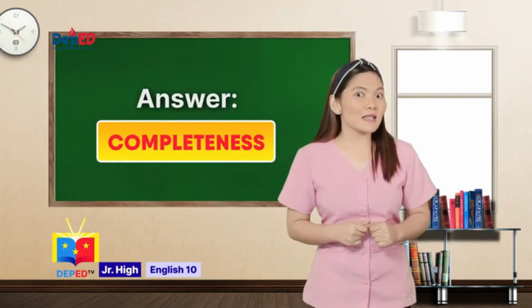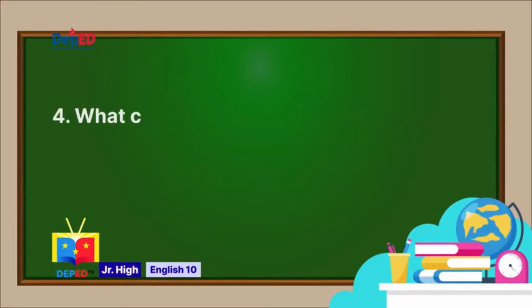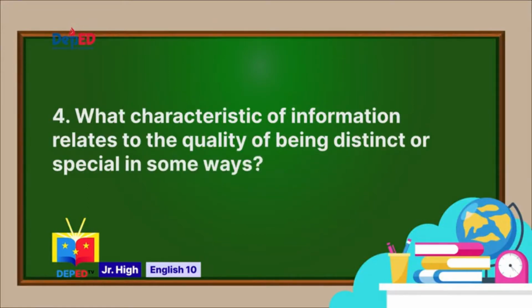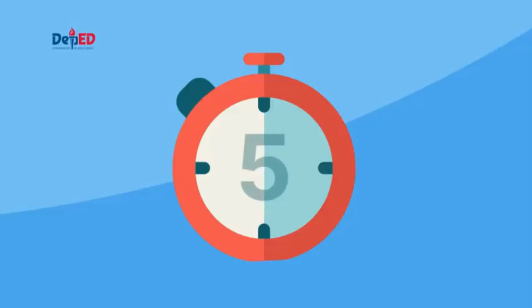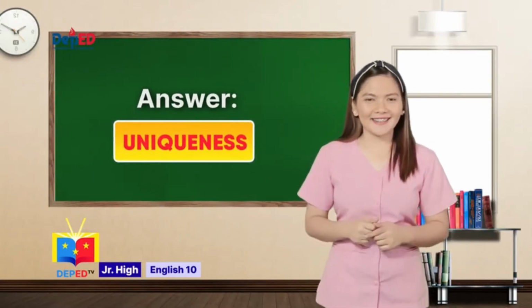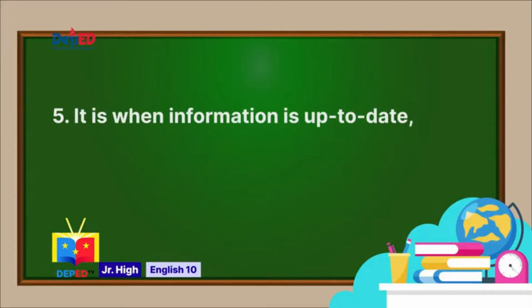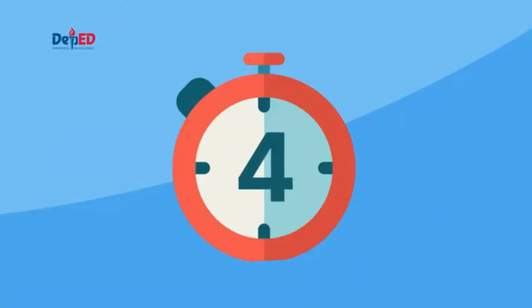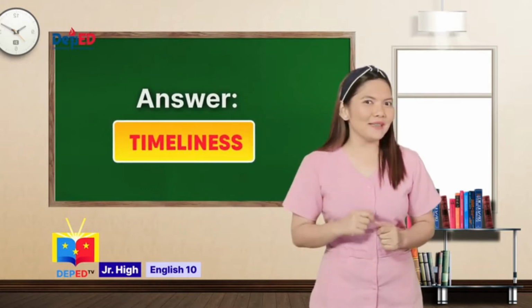Good! It is completeness. Number 4, what characteristic of information relates to the quality of being distinct or special in some ways? Awesome! It is uniqueness. And number 5, it is when information is up to date and readily available in the time it is needed for use. What characteristic of information is this? You're right, it is timeliness.